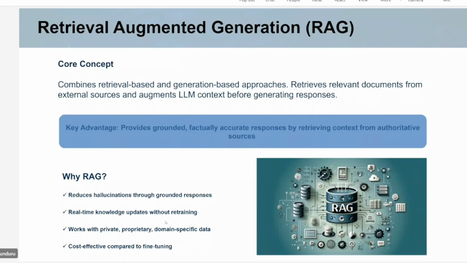If we want to train an LLM on our own data, it would be a huge task, and the cost of retraining or fine-tuning a particular LLM is very high because of the infrastructure it needs and the CPU cycles it needs. So rather than retraining or fine-tuning the particular LLM, we'll be using RAG. It works with private, proprietary, and domain-specific data.